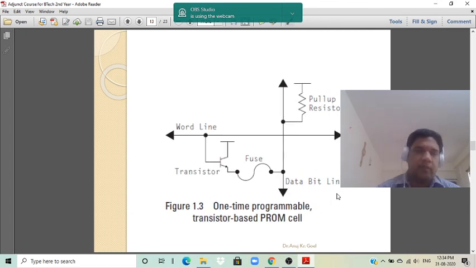The second connection which is possible is the BJT based one-time programmable PROM cell. It is BJT based. The concept is the same. When we have to give 0, the fuse is connected there because it is one-time programmable. So when we blow the fuse, it will become permanent.